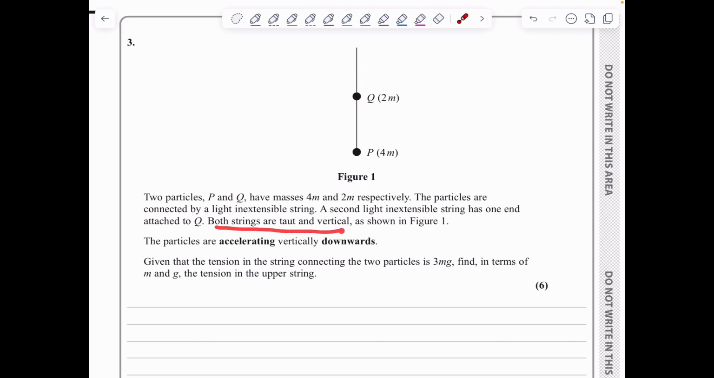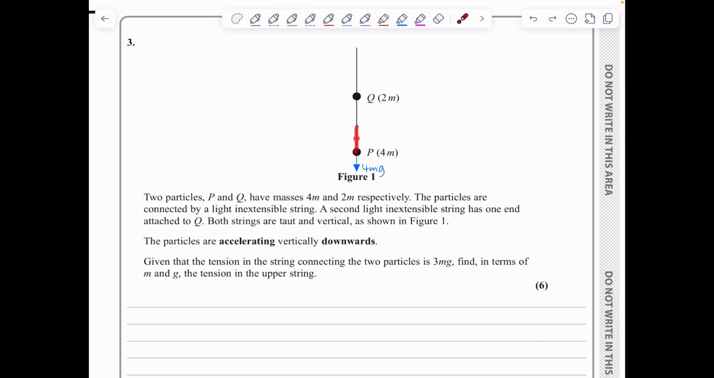Now both strings are taut and vertical, and the particles are accelerating vertically downwards. Given that the tension in the string connecting the two particles is 3mg, we need to find in terms of m and g the tension in the upper string. As always, I will start by adding all the forces acting here. So let's start with the weight of P. It's 4mg.